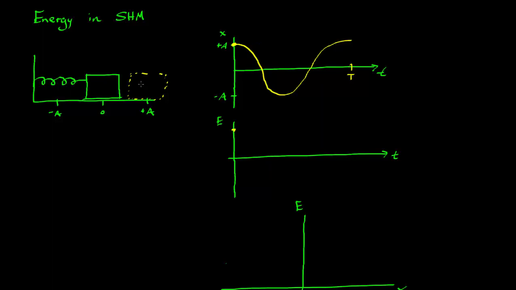Then as it moves towards equilibrium, at equilibrium the spring is neither stretched nor compressed, so we end up getting 0 energy there. Then it goes to the other side, compresses the spring, and we get a maximum on the other side. So what you end up seeing is kind of the same graph.